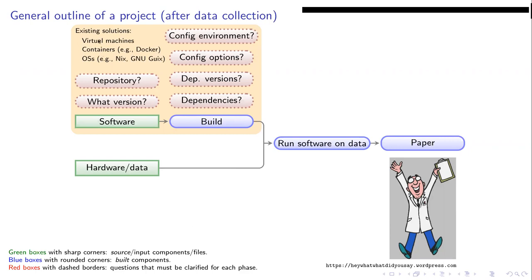But just for this box, for example, there are virtual machines that have existed for a long time. There are containers that are more recent, and they're becoming really good. And then there are also reproducibility-focused package managers and operating systems like Nix or GNU Guix, which are perfect in terms of keeping track of the dependencies of each software all the way down to the kernel, and they're also very good, but as you see, they're just a very limited scope compared to the general problems that scientists have.